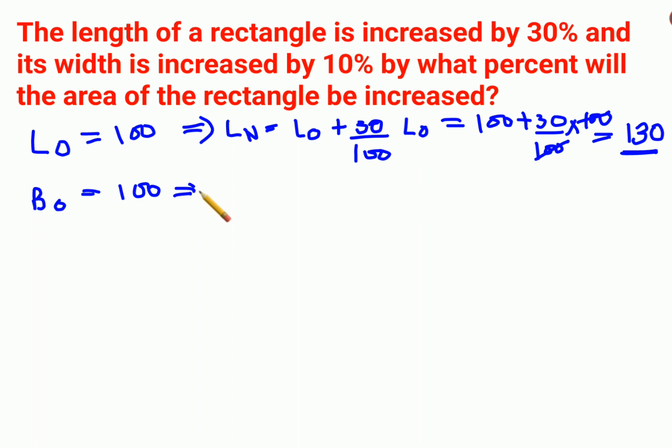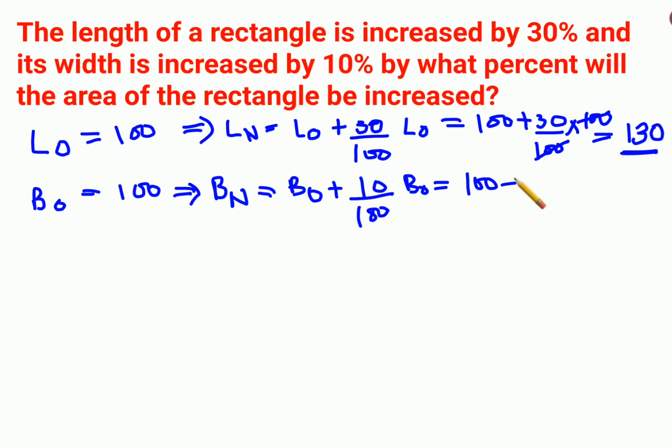Similarly, for your new breadth, what we will do is original breadth plus 10% of original breadth. So this comes out to be 100 plus 10 upon 100 into 100. So this gets cancelled. So I can say the new breadth comes out to be 110.